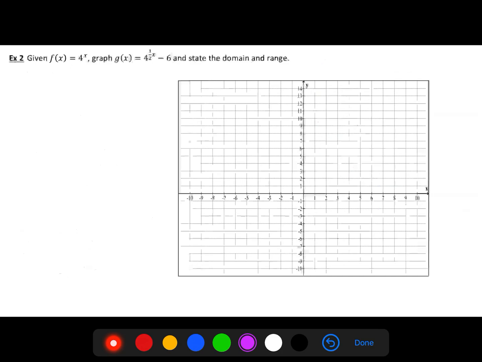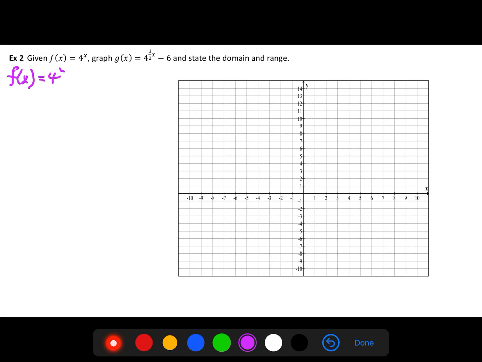Okay. Now, example number 2, this time we have a base function of y equals 4 to the power of x, or f at x equals 4 to the power of x. And what we want to graph is g at x, which is equal to 4 to the power of 1/2 x minus 6. So again, thinking about how our values are going to change, and we can think about key points as well.